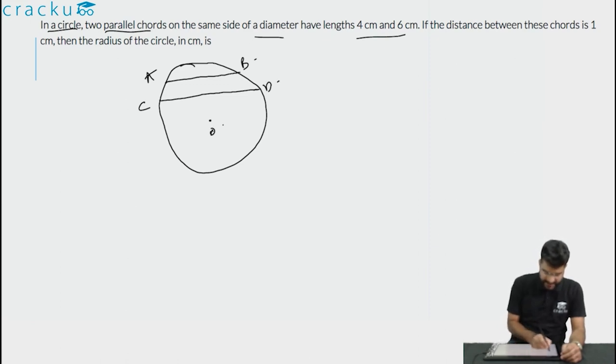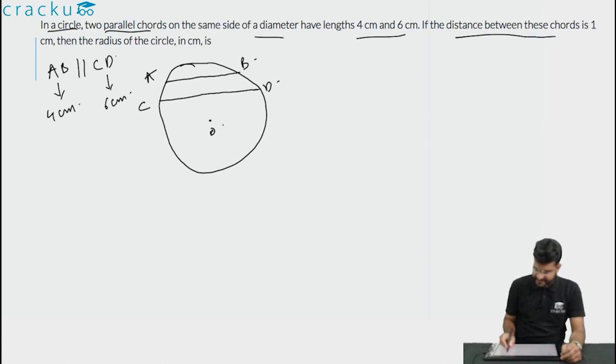Now we are told that AB is parallel to CD. We are also told that the length of AB is 4 centimeters and the length of CD is equal to 6 centimeters. If the distance between these two chords is 1 centimeter, so we are told that the distance between these two is 1 centimeter. We are required to find out the radius of the circle in centimeters.